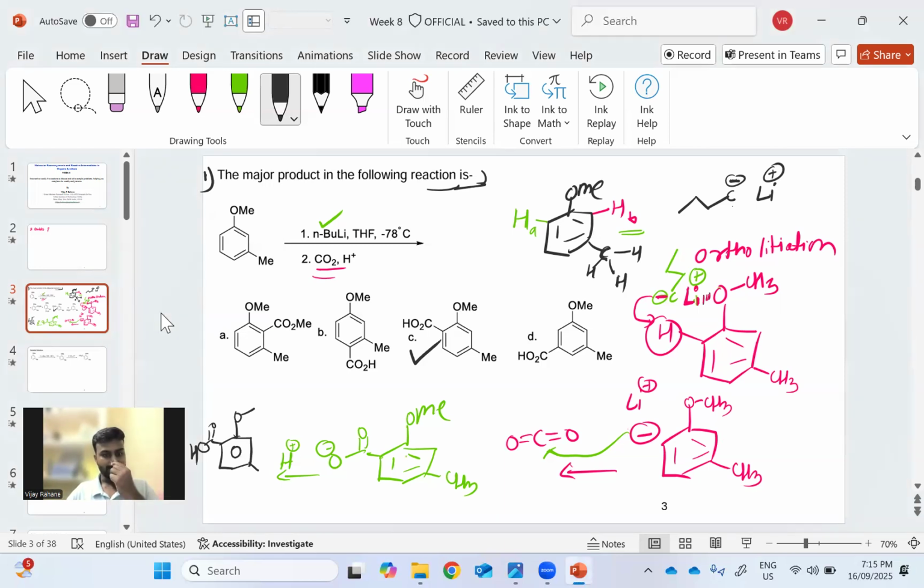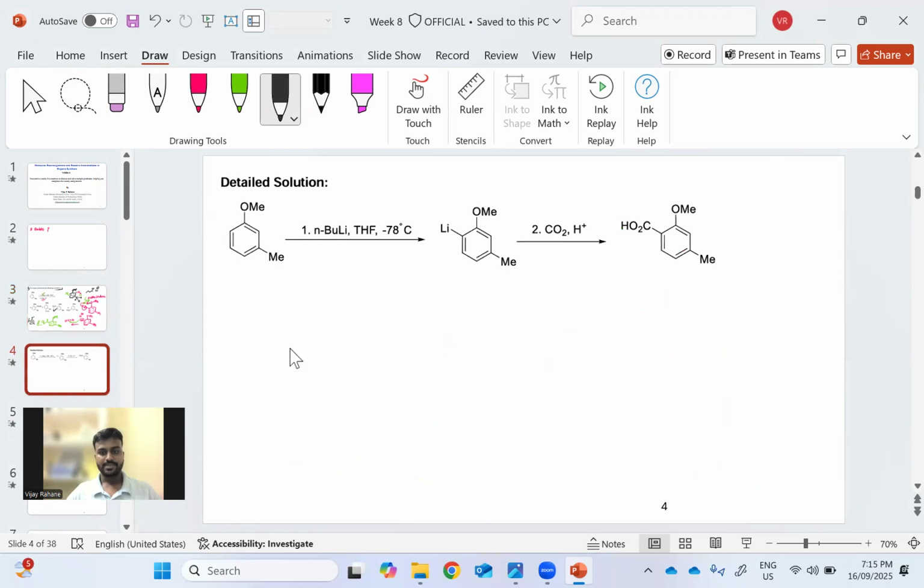All right. If you don't have any, I will move toward the next question. This is a simple question of ortholithiation. You can refer to this mechanism. It is given, so you can write it down from here.